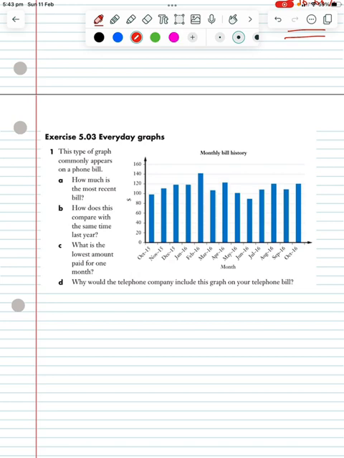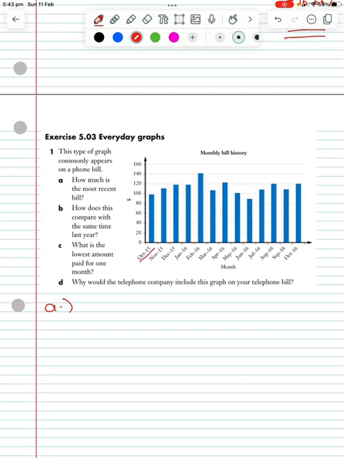So once again, this exercise didn't actually have any worked examples, so I've just taken this first question for us to talk through so you understand what you're doing. This is a type of graph that is commonly used on phone bills. We want to first start with some easy questions interpreting it. How much is the most recent phone bill?